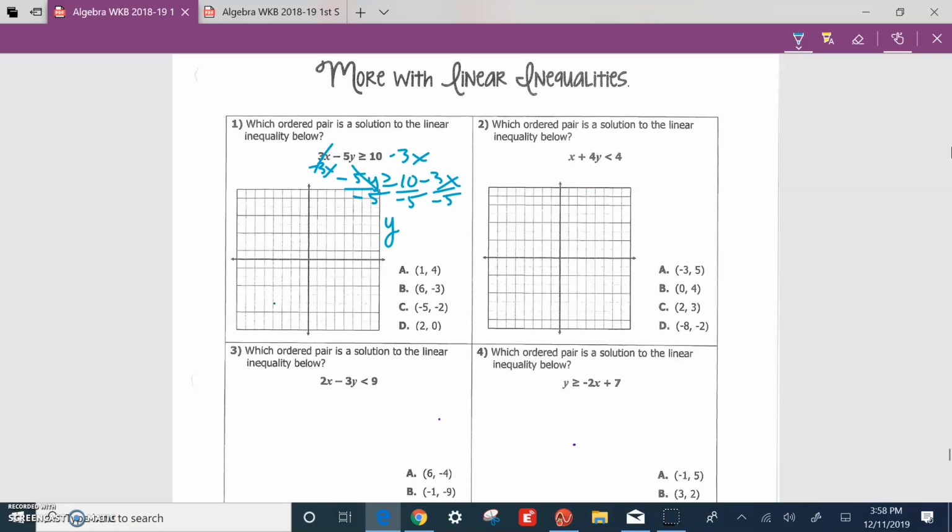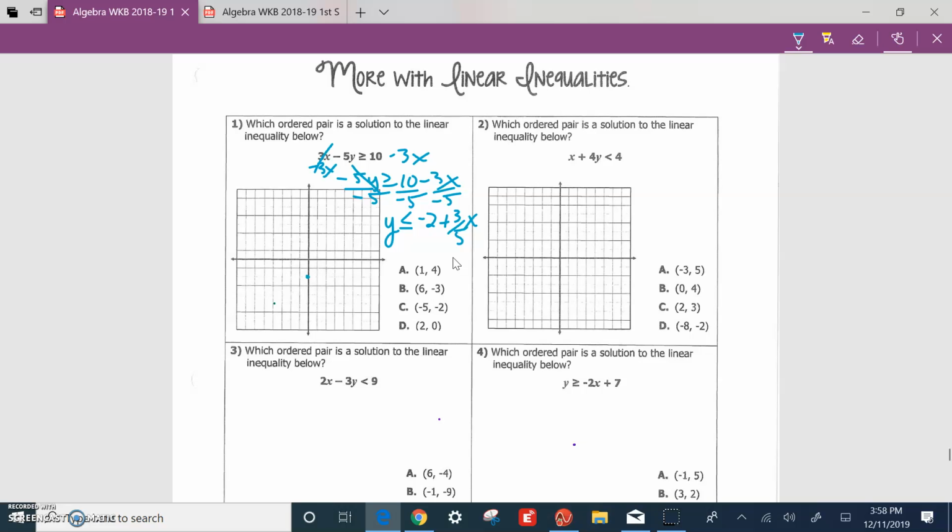Alright, careful when you divide by that negative 5. Make sure you flip the inequality. And then you have a negative 3 divided by a negative 5, which will give me a positive 3 over 5. If we're solving by hand, then this is the best way of doing it.